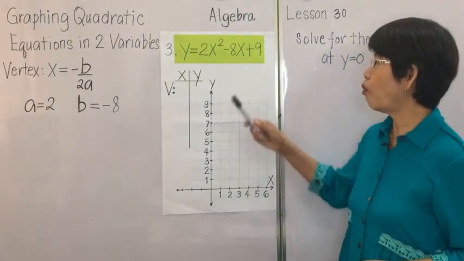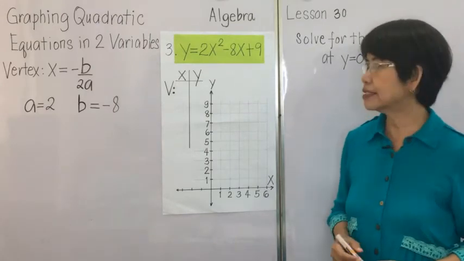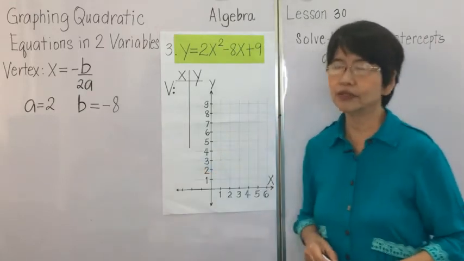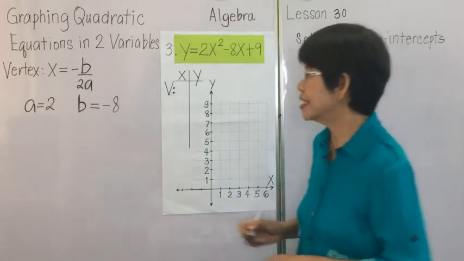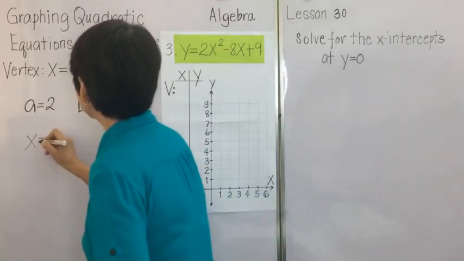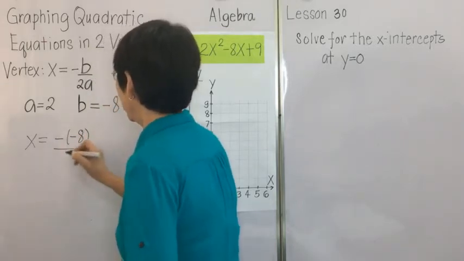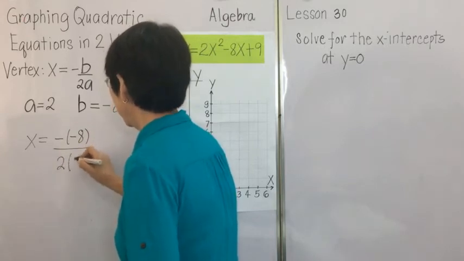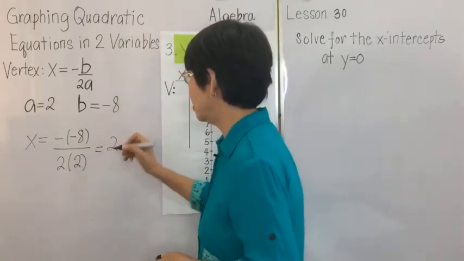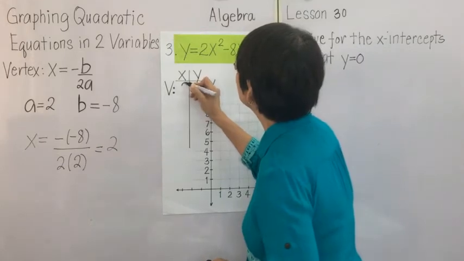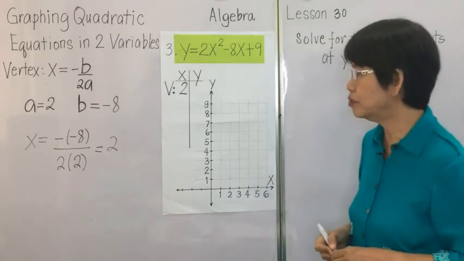Example number 3, we have y is equal to 2x squared minus 8x plus 9. So a is equal to 2 and b is equal to negative 8. So our x value for the vertex is at x is equal to negative of negative 8 over 2 times a, or 2 times 2. So positive 8 over 4 is equal to 2. Okay. Then we will solve for the y value.